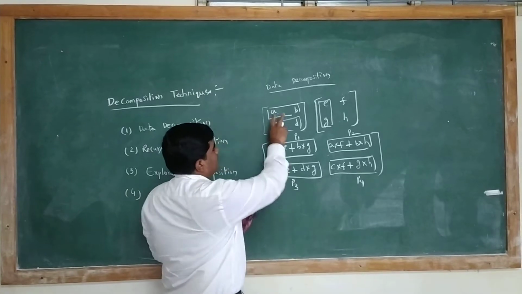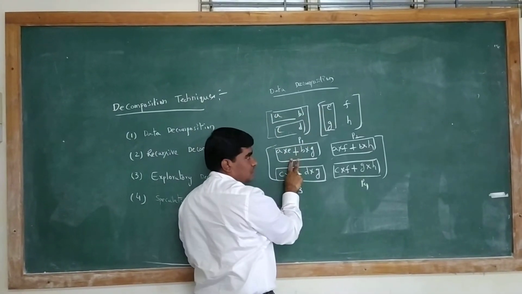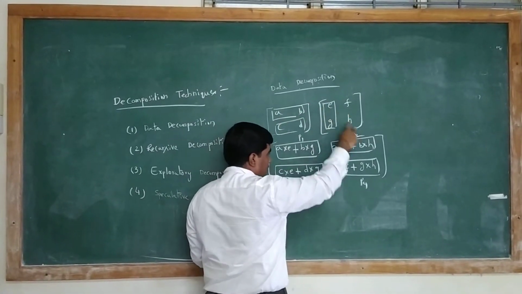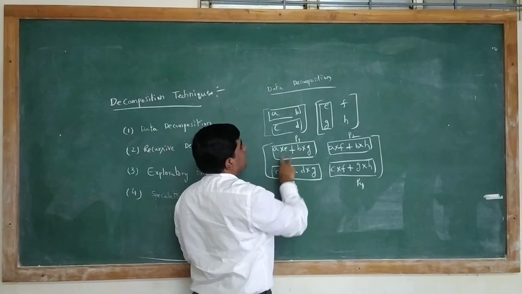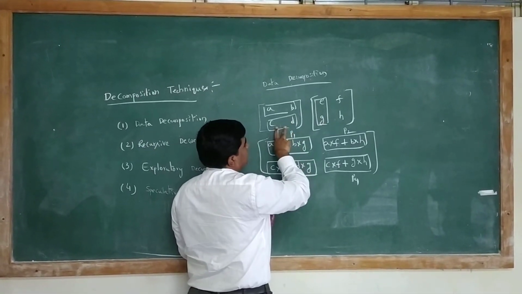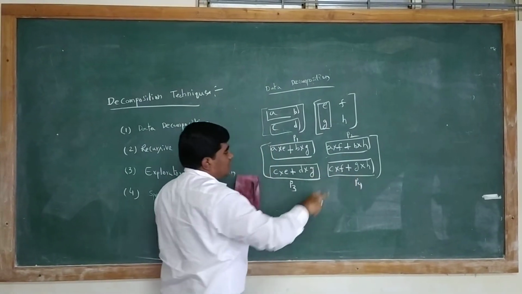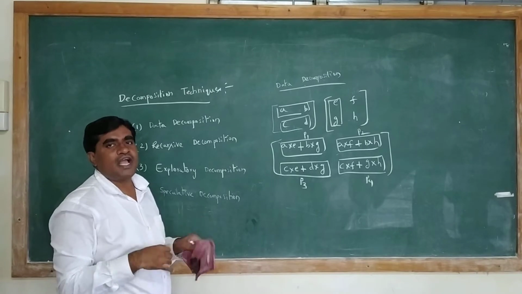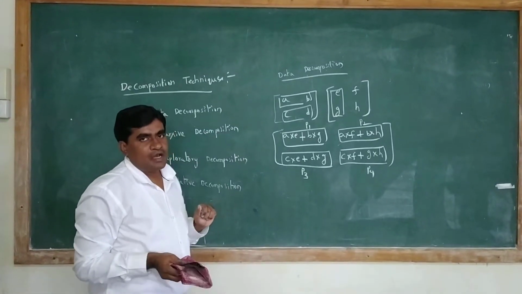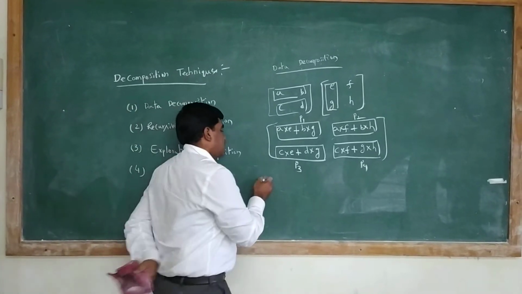How are we dividing? First matrix first row and second matrix first column, first matrix first row and second matrix second column, first matrix second row and second matrix first column, and first matrix second row and second matrix second column. These we are executing parallelly and producing the output. So the time complexity will be reduced. Second one is recursive decomposition.